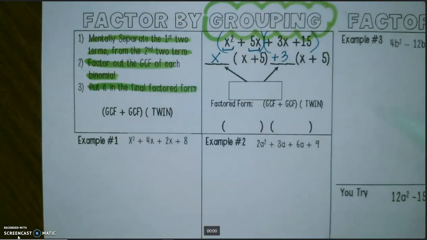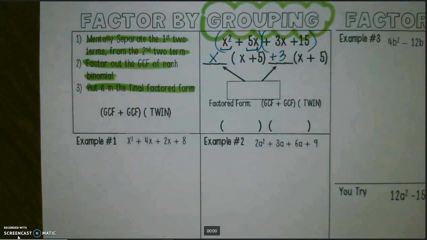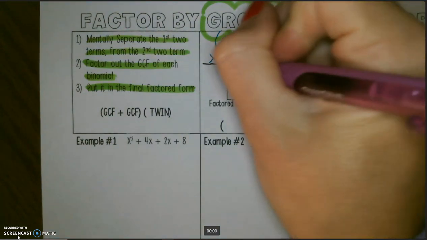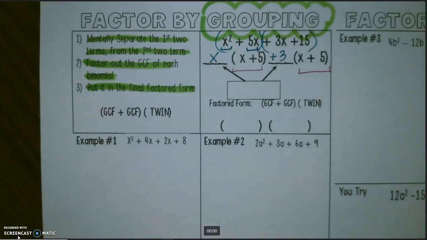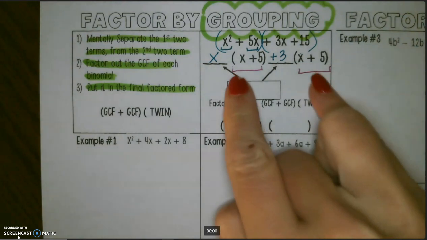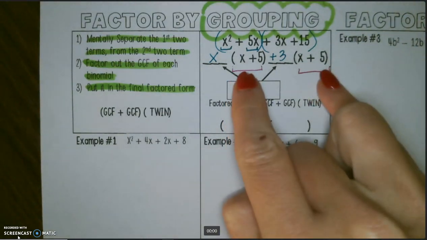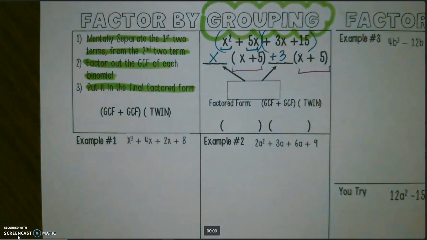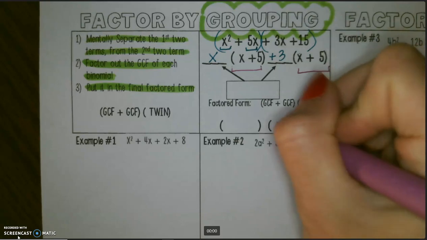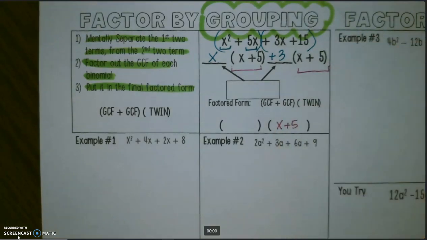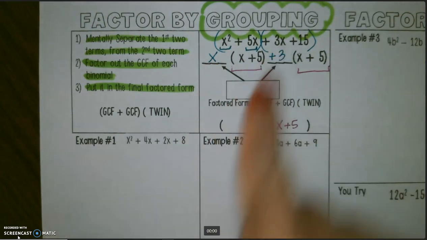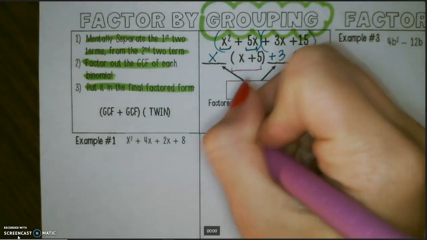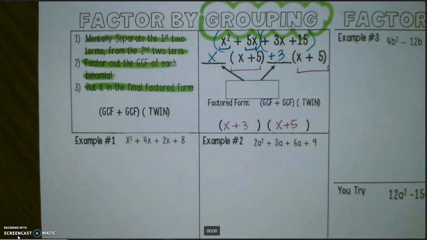The next thing that we're going to do is put it in final factored form. To do that, we are going to take out the twins. So notice we have 2 binomials that are the exact same. What I can do is factor that binomial out to the front or to the back. So I'm going to put my twin right here. And I'm taking out my GCFs and putting those together. Now I'm done with the factoring process.